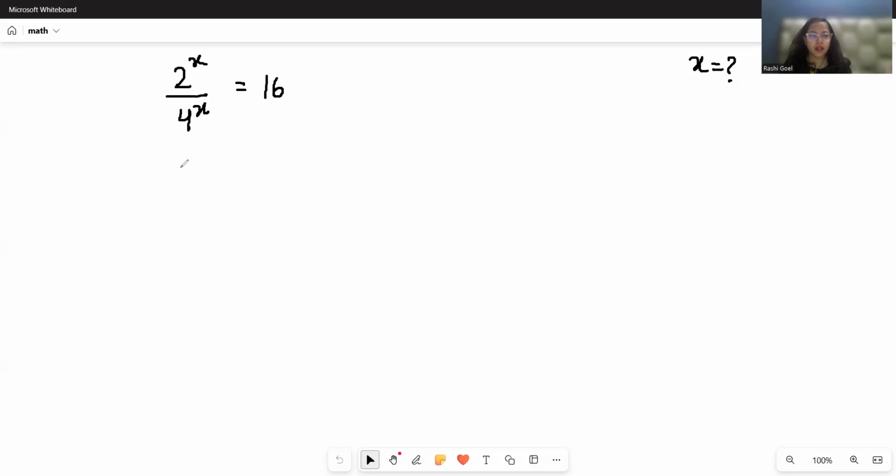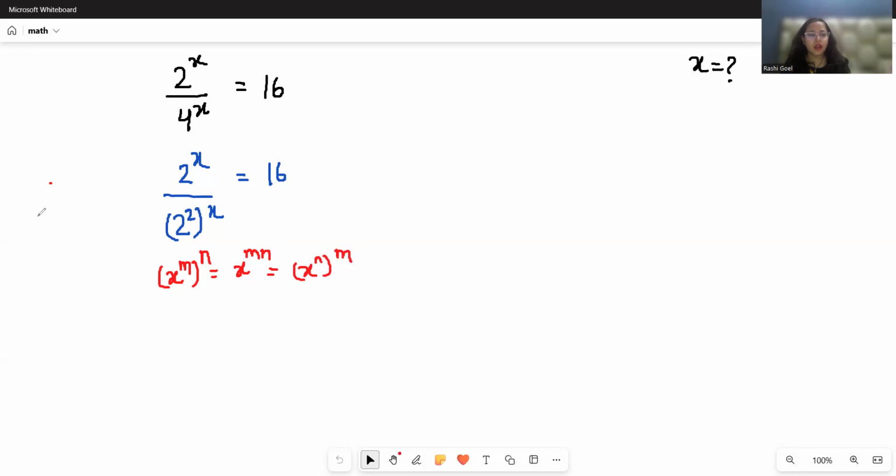So 2^x / 4^x, I can write it as (2^x) / (2^2)^x = 16. Now according to the exponent rule, (x^m)^n = x^(mn) or x^(nm). So I can write 2^x / 2^(2x) = 16.